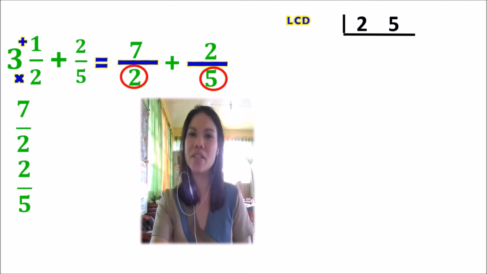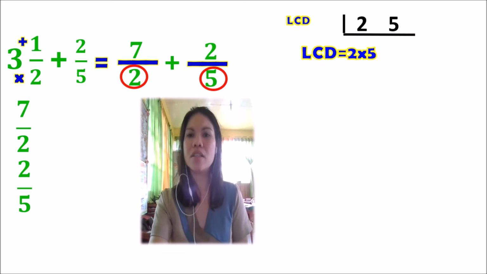So always remember, children, we need to find out the LCD so that our givens will become similar fractions, because we cannot add dissimilar fractions. We need to change it to similar fractions, and to change it to similar fractions, we need to find the LCD. So since number 2 and number 5 are already prime numbers, and there is no prime number that can divide the two given numbers, our LCD will be 2 times 5, which is 10.